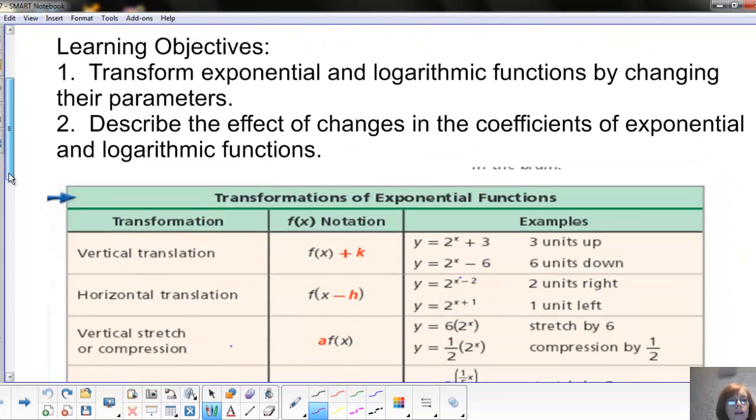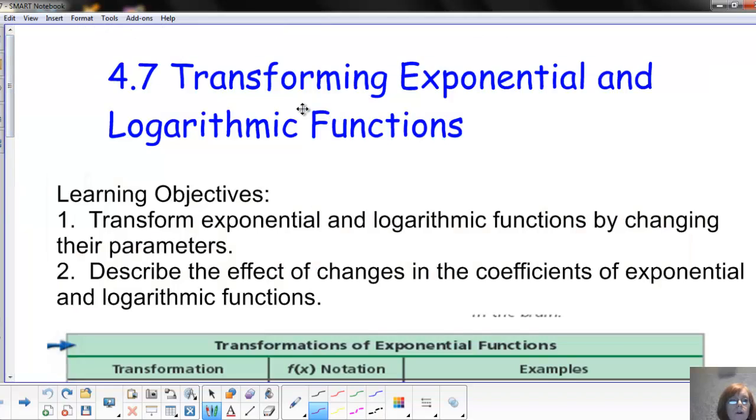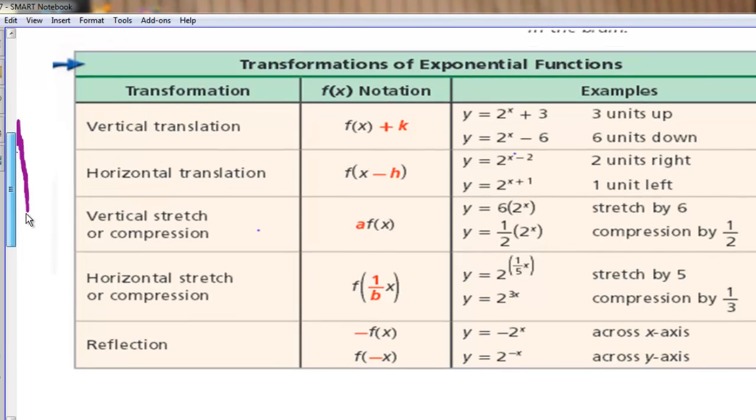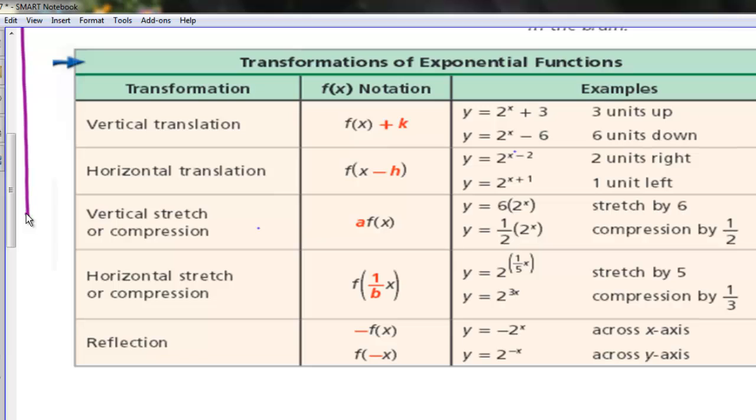So let's take a look at this chart. I think all of this is going to be familiar to you. Vertical translation, horizontal translation, and so on. If you add a constant to a function, you're going to shift it up or down. If you add or subtract a constant to the x itself, for every x in the function, you're going to shift it to the left or right. You know all about these, but the point of this little chart is to show you that it will work the same with exponential functions.